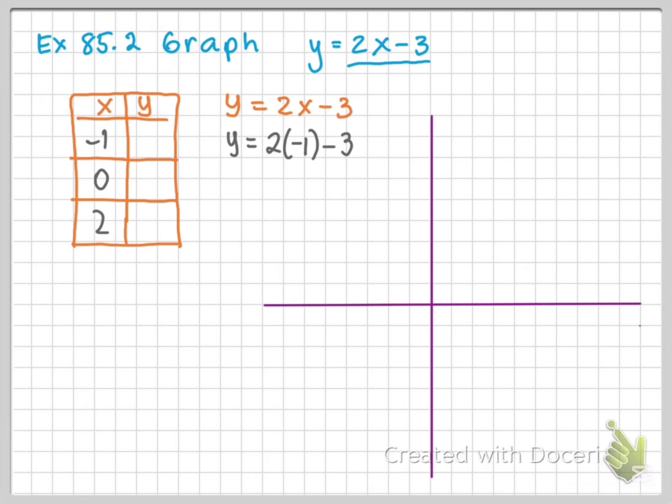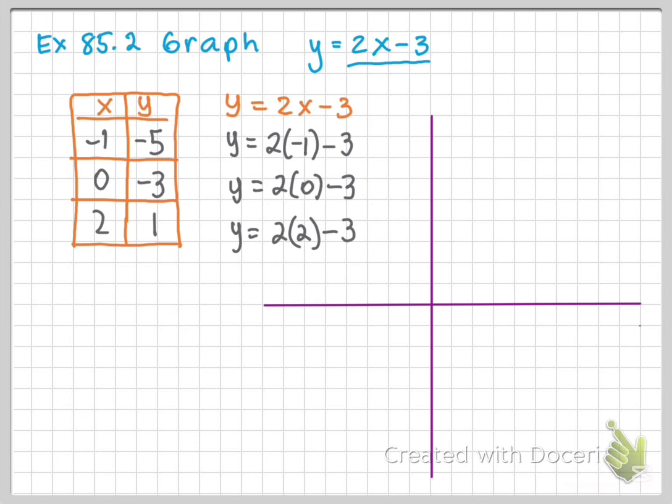2 times negative 1 is negative 2, and negative 2 minus 3, both are negative, so the answer is negative 5. Then we have 0, so 2 times 0 minus 3, that's going to be 0 minus 3, which is negative 3. And the last one is 2 times 2. Again, notice how I'm using parentheses in all of them. 2 times 2 is 4, and 4 minus 3 is 1.